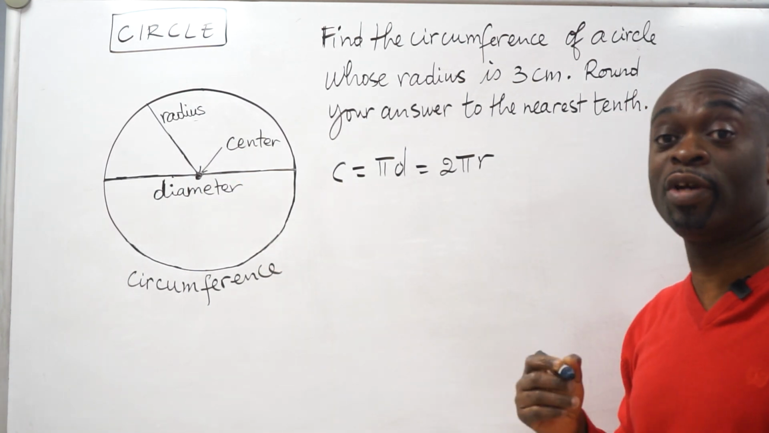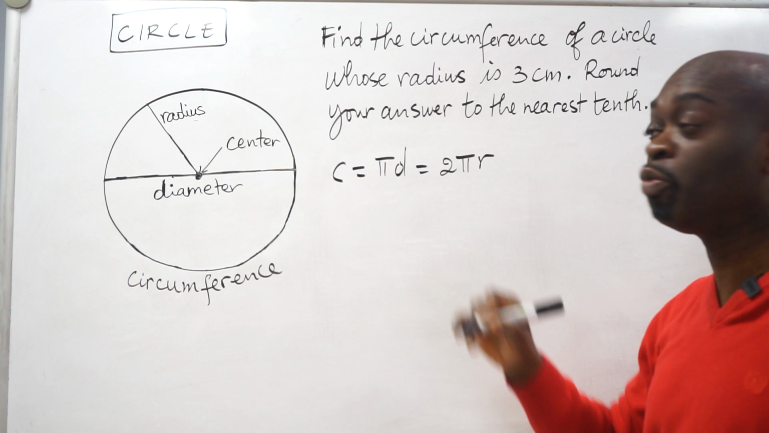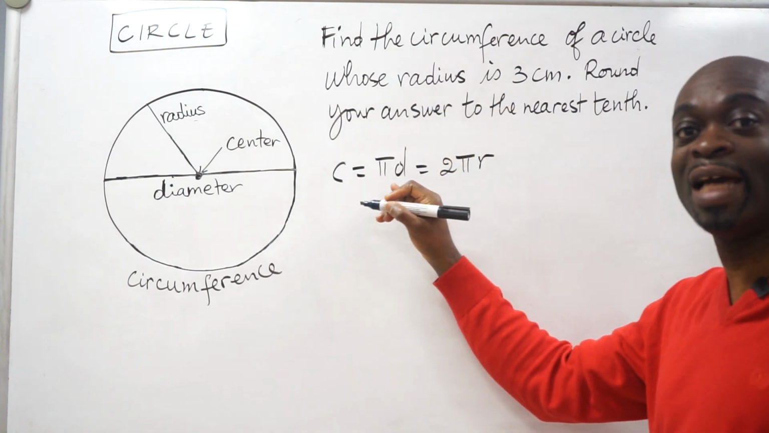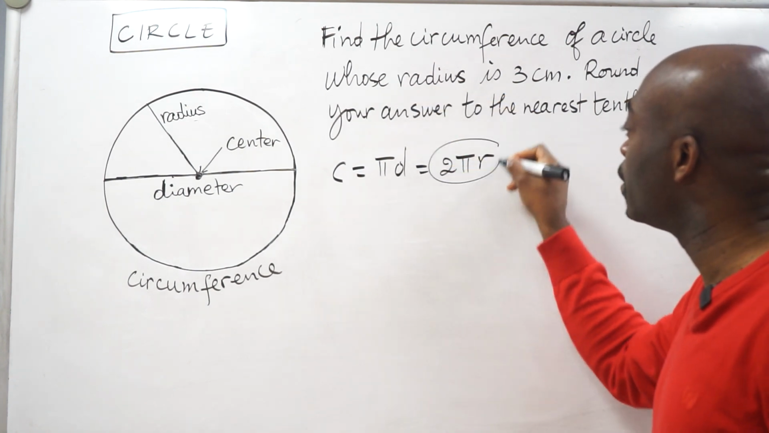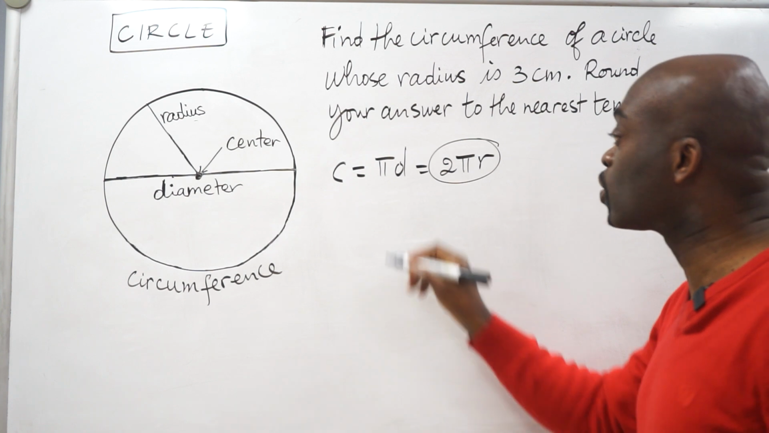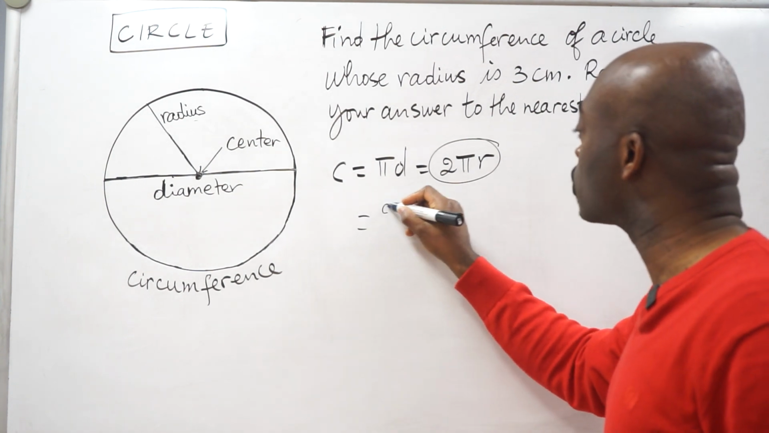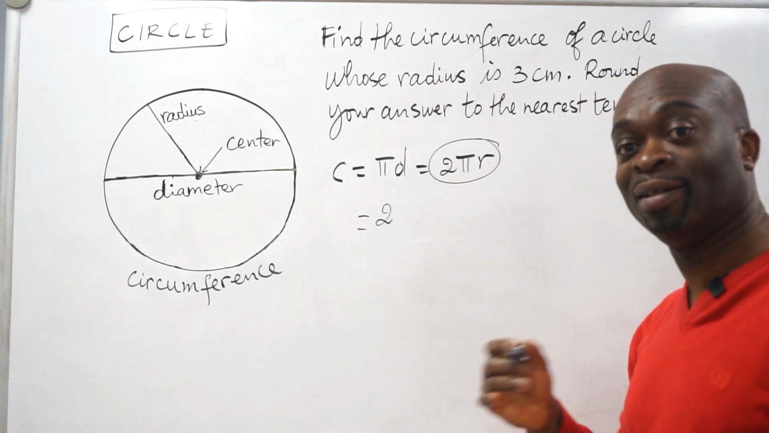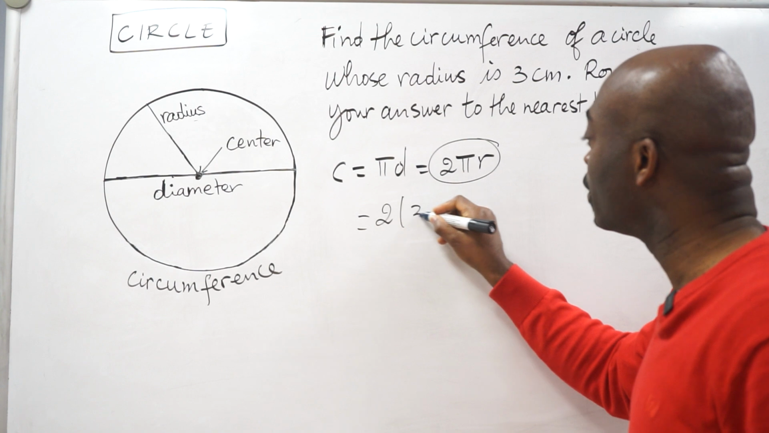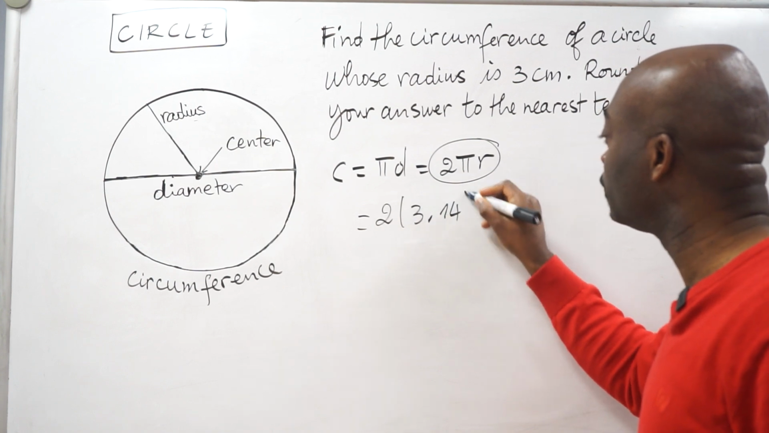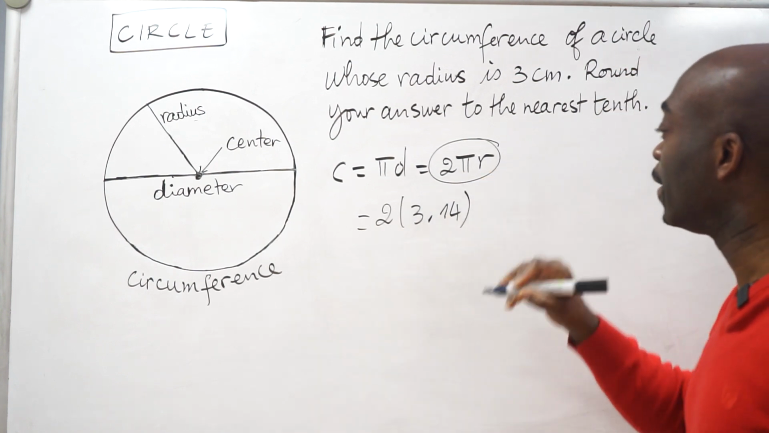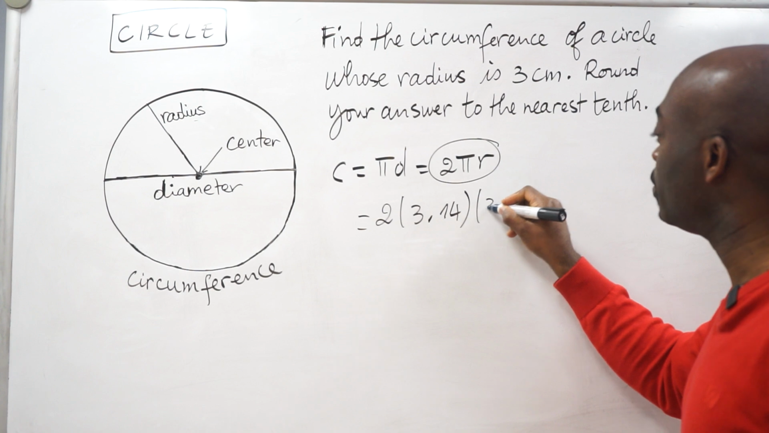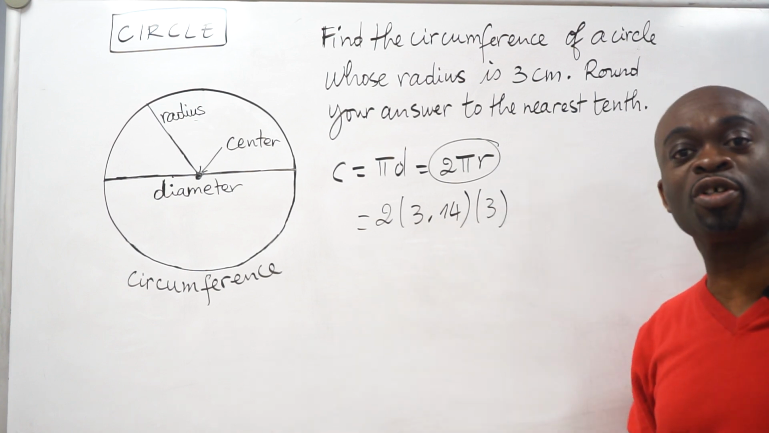All right? So now, in this case, what do we know? We know the radius. We do not know the diameter. So it's better to use this formula here. Okay, so let's go for it. So this will give us 2 times pi. We all know pi is equal to what? 3.14. All right? And then the r, which is what? 3 centimeters.